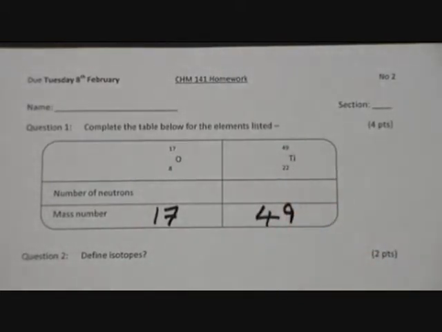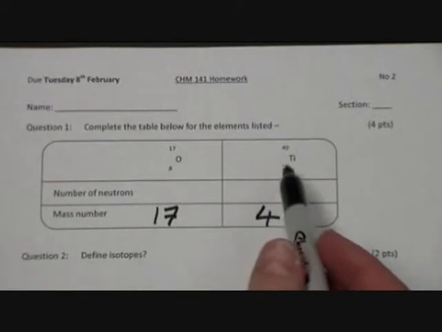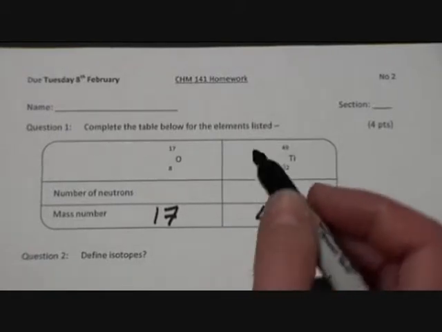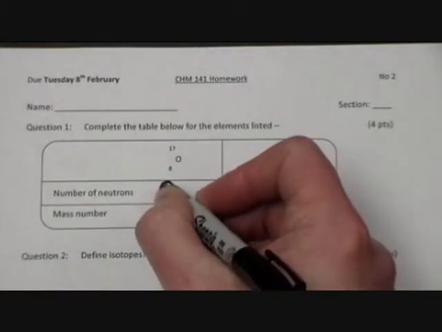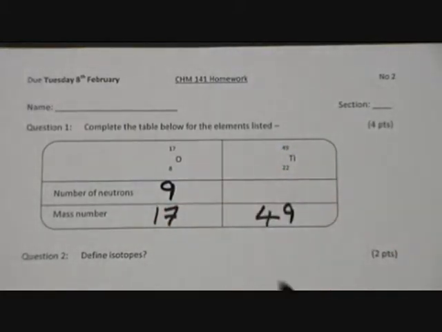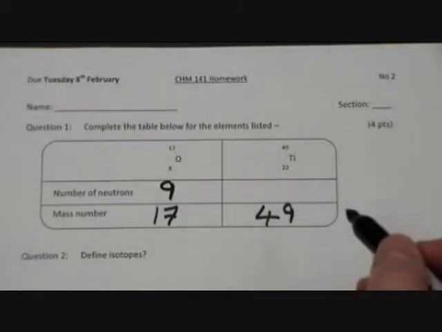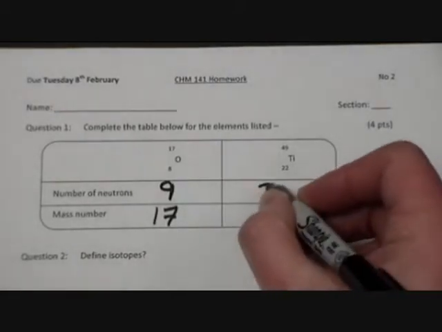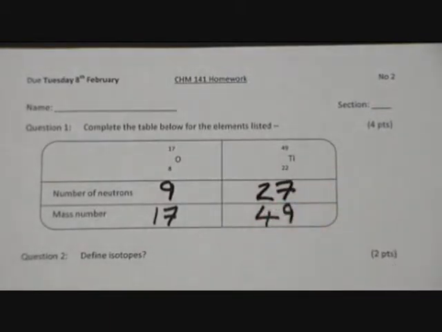For the number of neutrons, the mass number is protons and neutrons, and the atomic number below, 8 and 22, is just the number of protons. So the difference between the two is the number of neutrons. So we have 9 neutrons plus the 8 protons to make a mass of 17. And in our second example, the mass number 49 minus the atomic number 22. So the number of neutrons is 27.